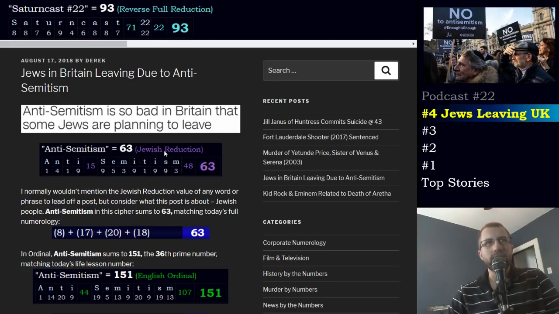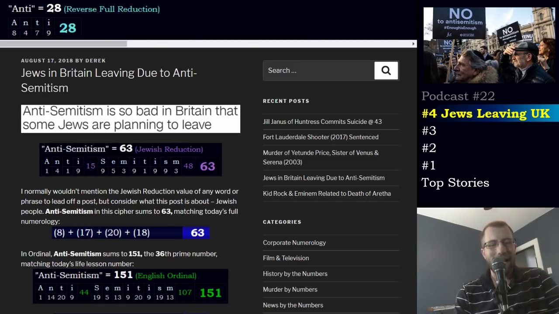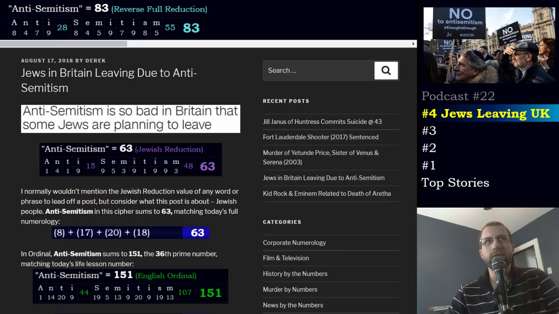Now, normally I don't start off with the Jewish reduction cipher. This is based on the Jewish method, but reduces every letter to a single digit, just like the reduction methods. And of course, it stands to reason that this cipher is relevant. It's the Jewish cipher, and here we're talking about a story about Jews. In this cipher, anti-Semitism sums to 63, and the date that they released this story, August 17th, 8 plus 17 plus 20 plus 18 equals 63.